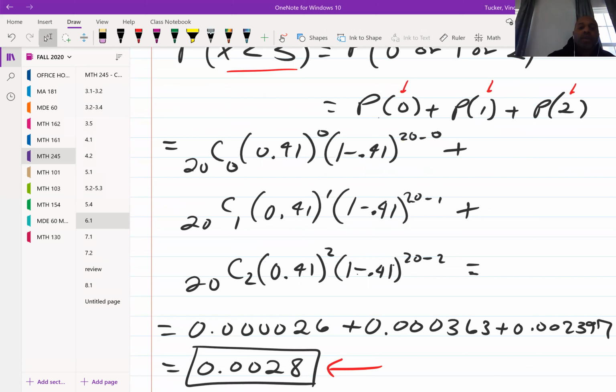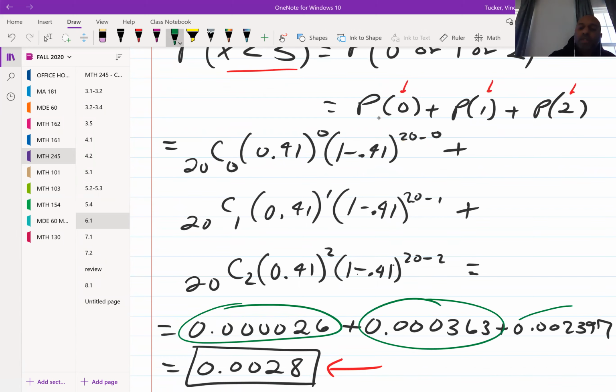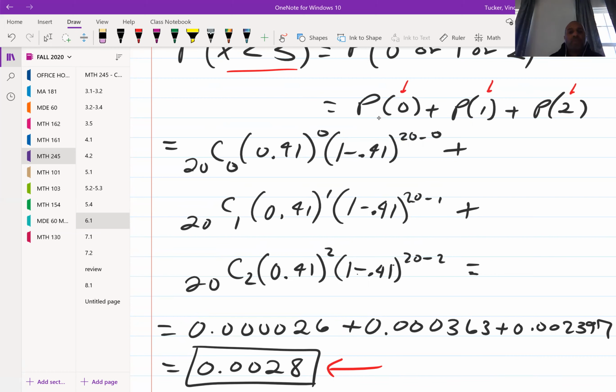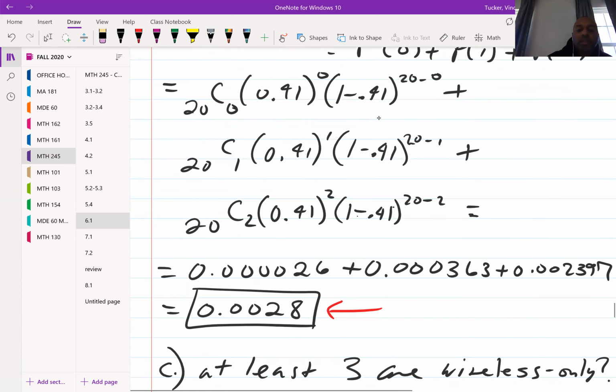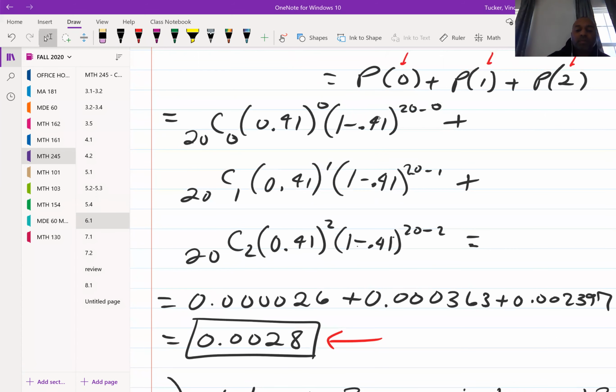So when you do each one of these individually, you get each one of those, and adding them together, you get 0.0028. And MyMathLab will let you know how many decimal places to go out. And that will be that.